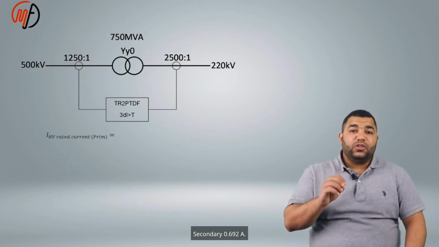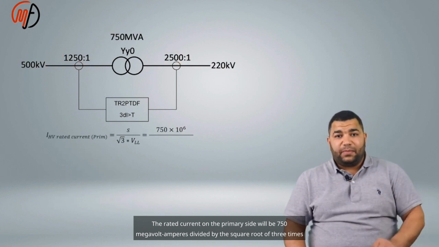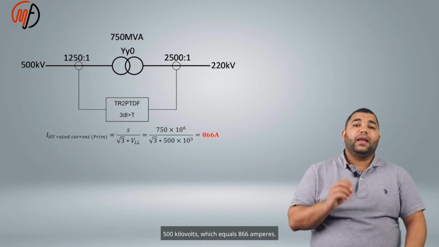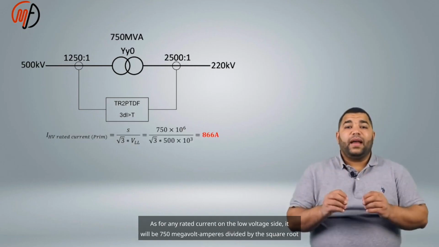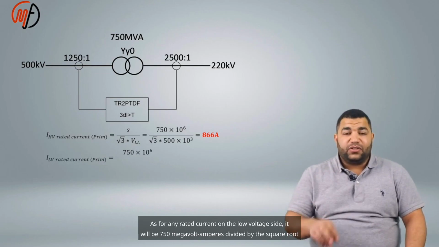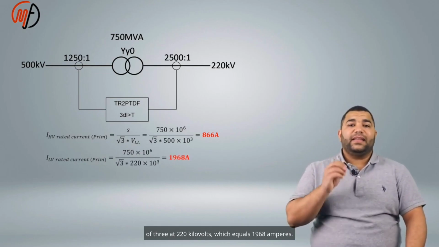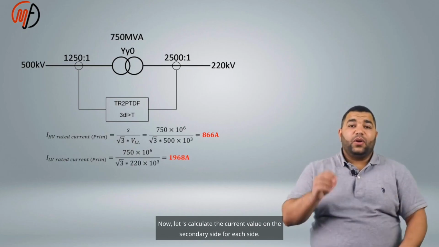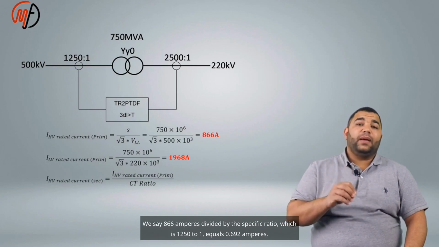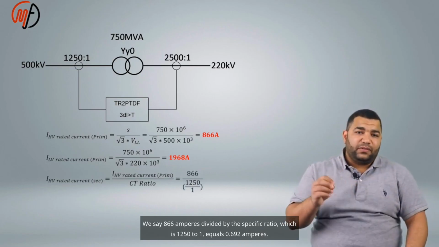The rated current on the primary side will be 750 megavolt amperes divided by the square root of 3 times 500 kilovolts, which equals 866 amperes. As for the rated current on the low voltage side, it will be 750 megavolt amperes divided by the square root of 3 times 220 kilovolts, which equals 1968 amperes. Now let's calculate the current value on the secondary side for each side. We say 866 amperes divided by the CT ratio, which is 1250 to 1, equals 0.692 amperes.